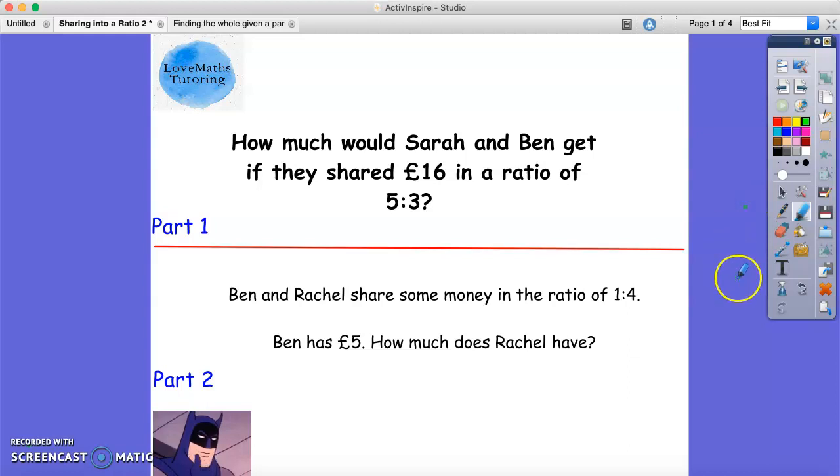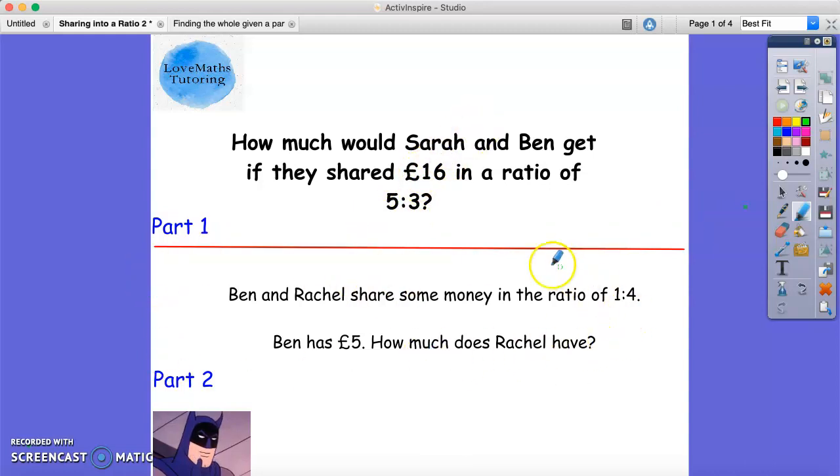So today what I wanted to look at was the second part of sharing into a ratio. This top section here shows a question from the first session that we did, and it talks about Sarah and Ben and sharing £16 in a ratio of 5:3. So we set up the bar models, we displayed that £16 was all of these parts put together, so we had to divide by 8 and then work out here that £2 went into each bar.